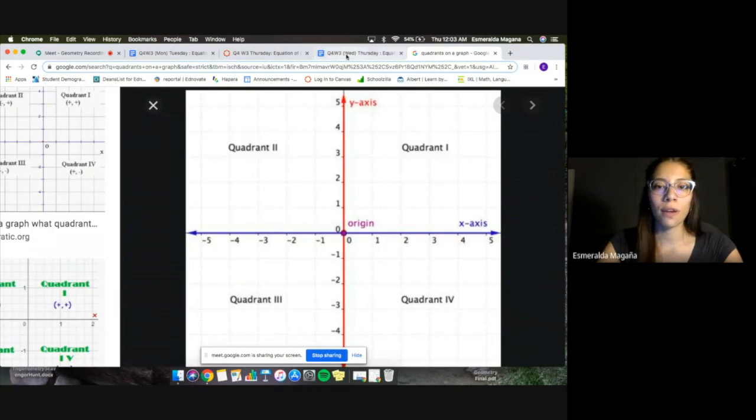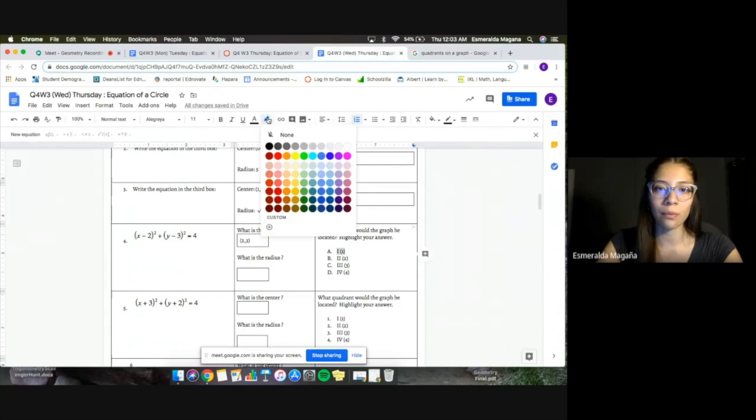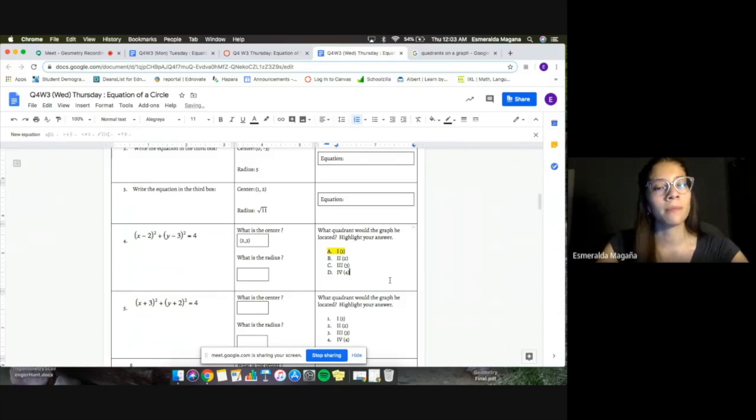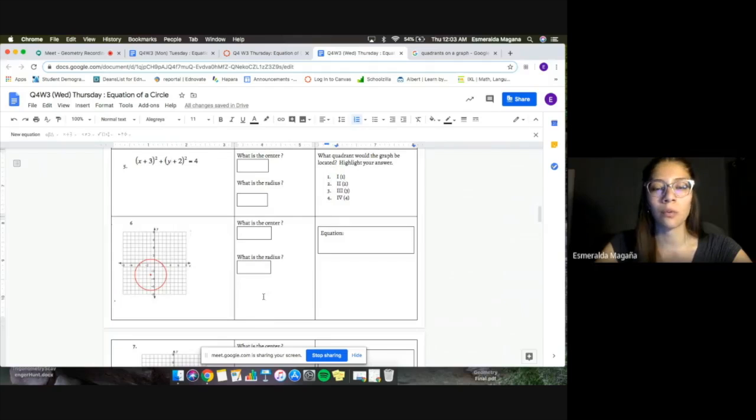1. So if I go back, it's asked me to highlight. So now I go ahead and highlight right here, quadrant 1. Okay, and that's how you're going to do the rest. And the same thing here. We're trying to find the center and the radius.